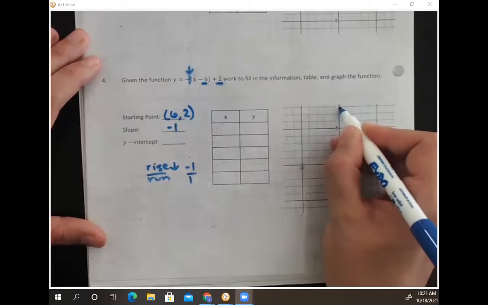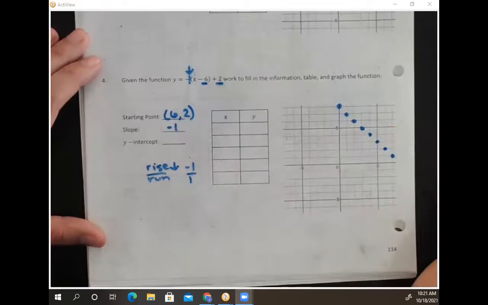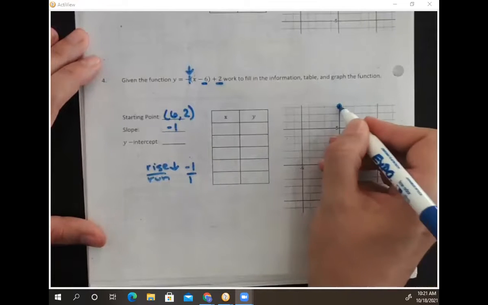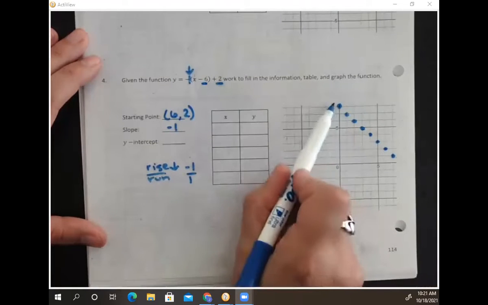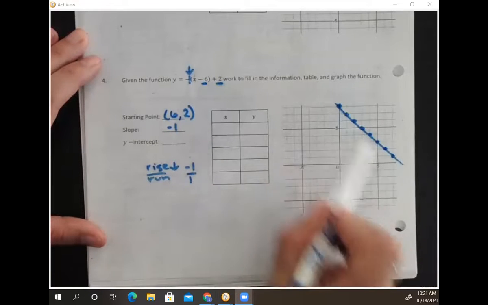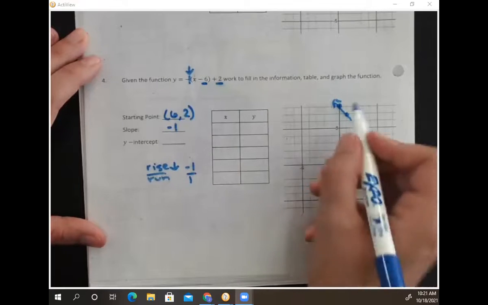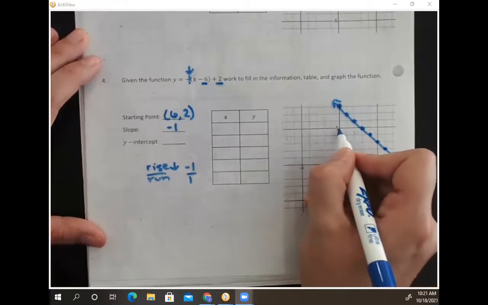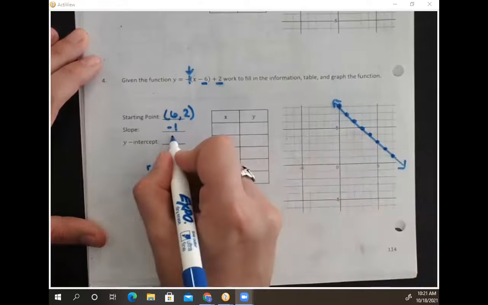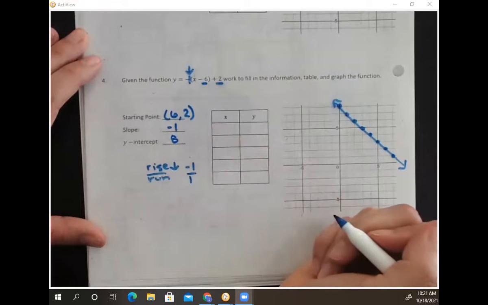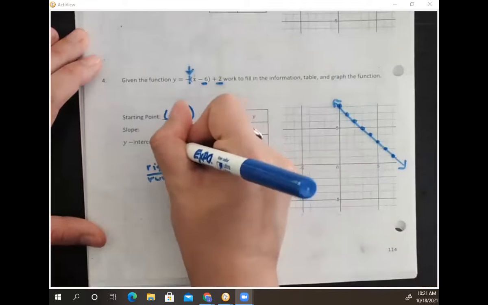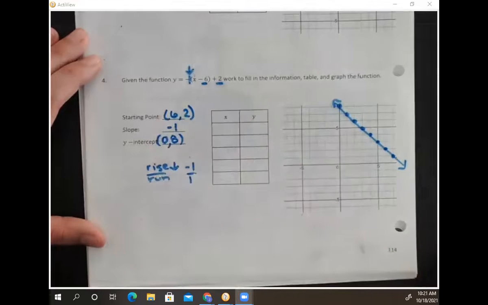And I'm going to keep going until I hit the y-axis so I can see my y-intercept. Always a minimum of 3 points. I did more here because I wanted to see the y-intercept. Minimum of 3 points. Once you've plotted your points, connect them, throw your arrows on the end. My y-intercept here would be, there's 5, 6, 7, 8. My y-intercept is at 8, or if you wanted to write it as an ordered pair, 0, comma 8.